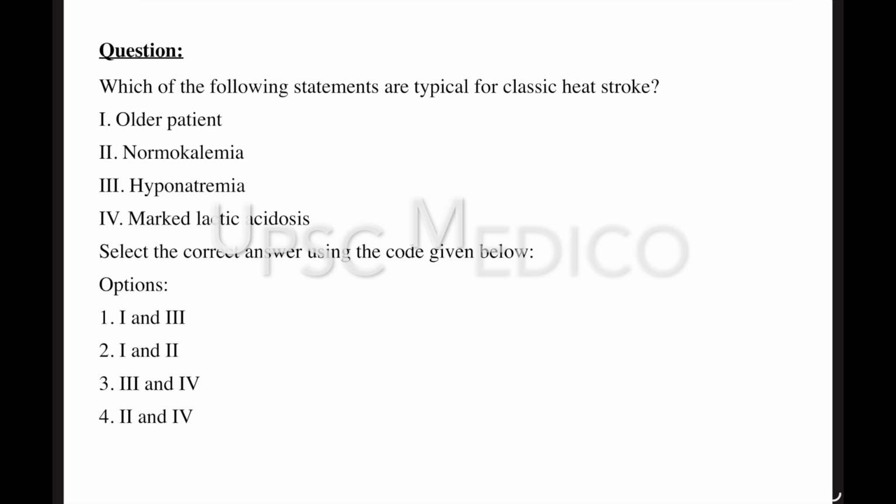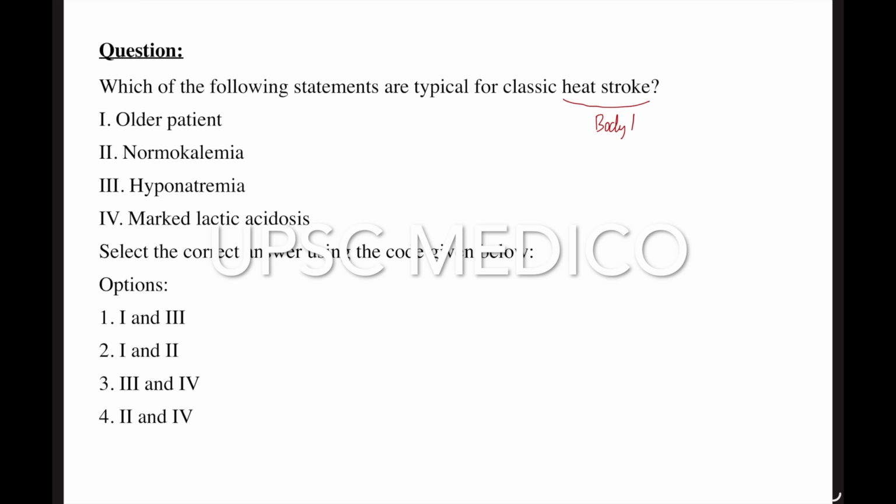Chalo. Next question. Classic heat stroke. What is heat stroke? In heat stroke, the core body temperature will exceed 105.1 degrees Fahrenheit, or if you want to put it in centigrade, more than 40.6 degrees centigrade. If the body temperature is this high, we call it heat stroke.